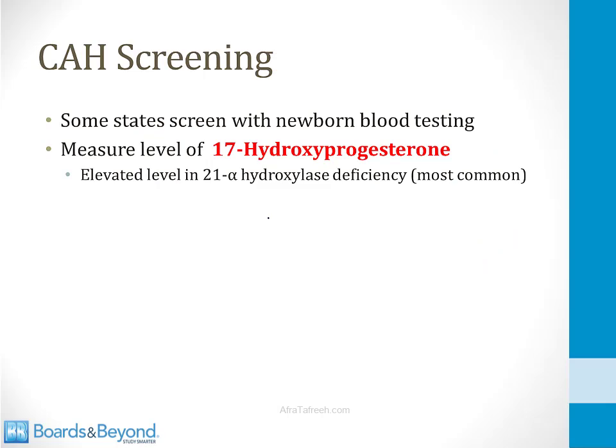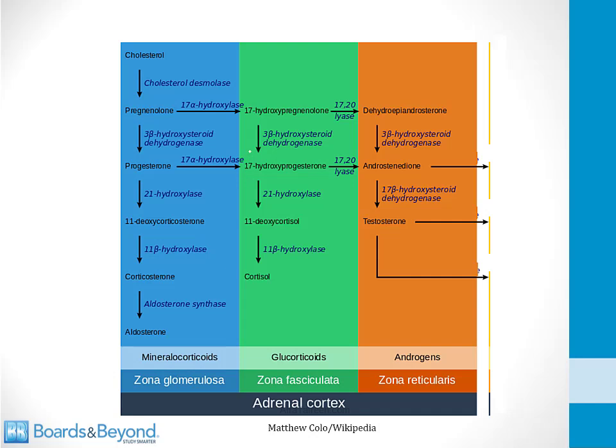The way they do this is by measuring the level of 17-hydroxyprogesterone. Why do they measure this level? It's because it's elevated in the most common form of adrenal hyperplasia, 21-alpha-hydroxylase deficiency. If we go back to this slide, 17-hydroxyprogesterone is metabolized by 21-hydroxylase into 11-deoxycortisol. I think it's pretty low yield to know all the intermediates on this slide, but if you want to remember one of them, remember 17-hydroxyprogesterone because that level will be elevated in the most common form of congenital adrenal hyperplasia.